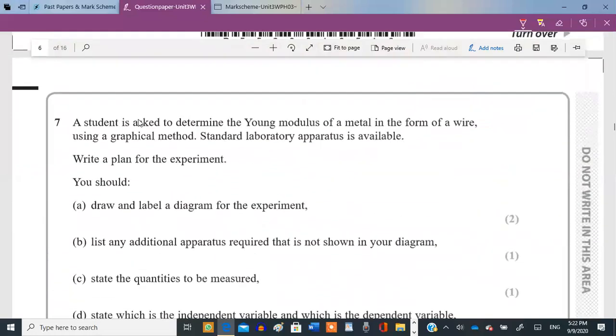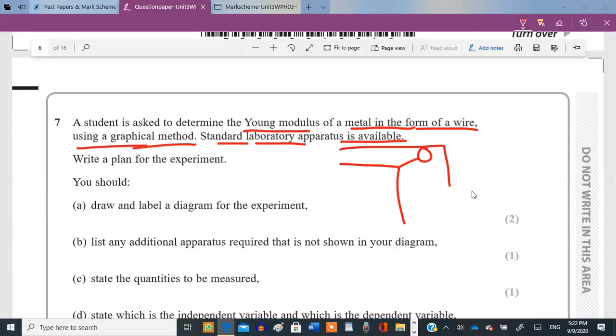Now, question 7: a student is asked to determine the Young's modulus of a metal wire. Okay, we did this experiment as well. If you've watched the video on Young's modulus, there was an experiment of measuring the Young's modulus, and we did that in theory. Please do watch this video. It has a detailed experiment of determining the Young's modulus.